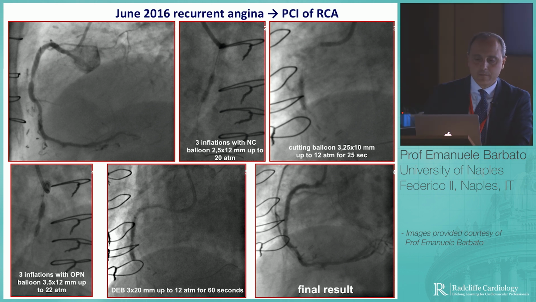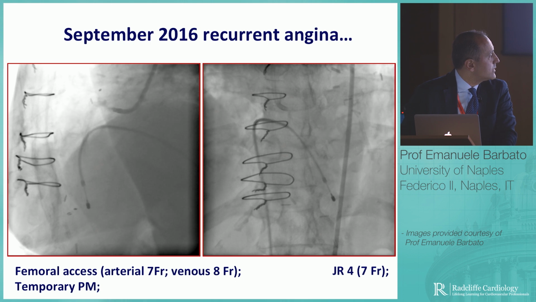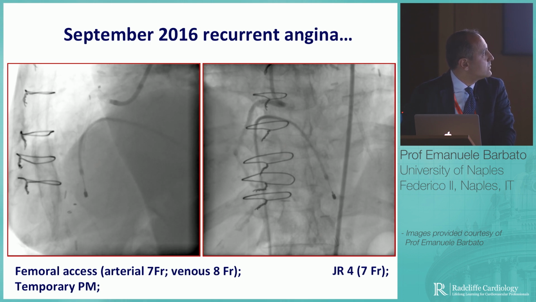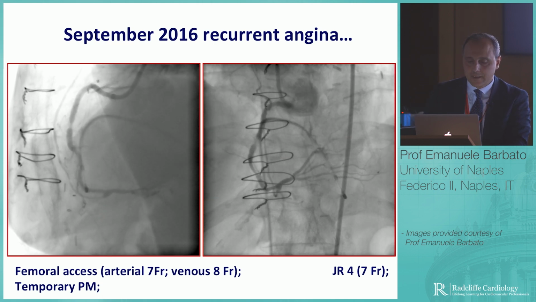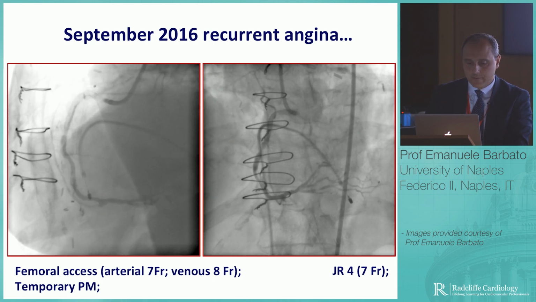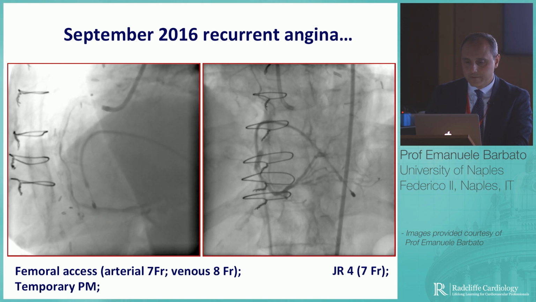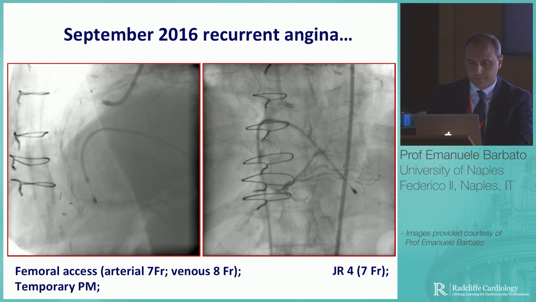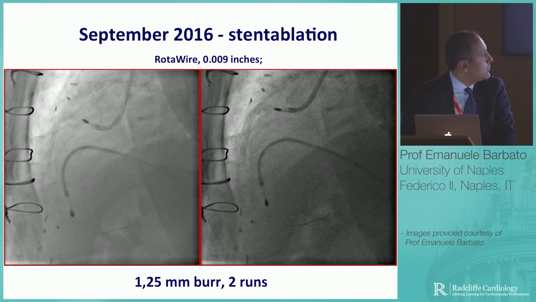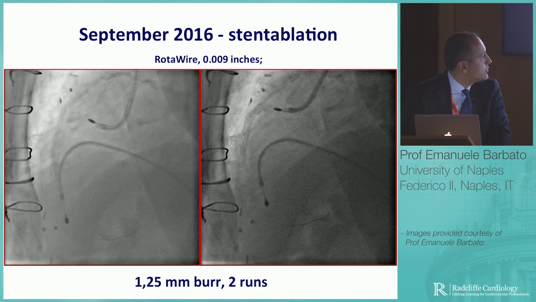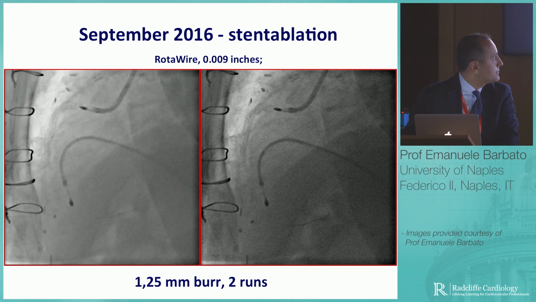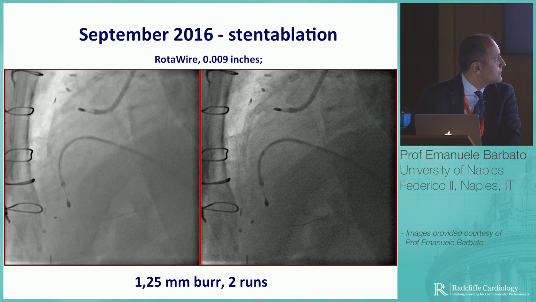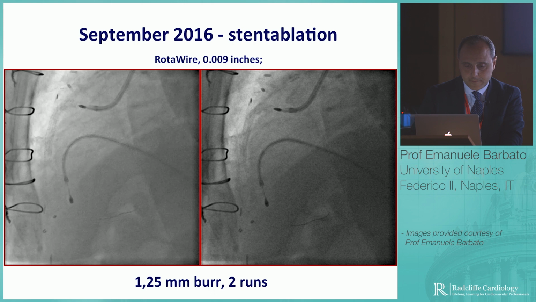In September of the same year, the patient came back again with recurrent angina and again restenosis at that level. This was the time we decided to do stent ablation: femoral approach, 7 French, temporary pacemaker. This is a 1.25 millimeter burr. I show you the way this burr progresses within this metallic part. Takes time. There you go.